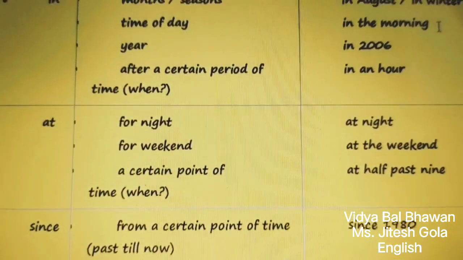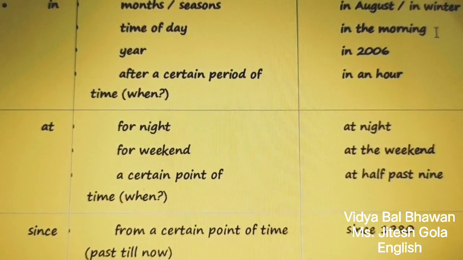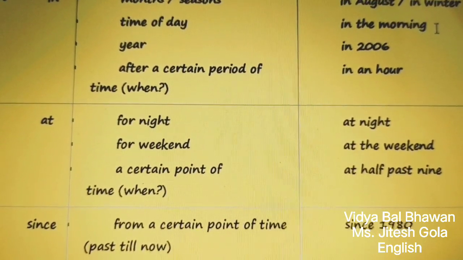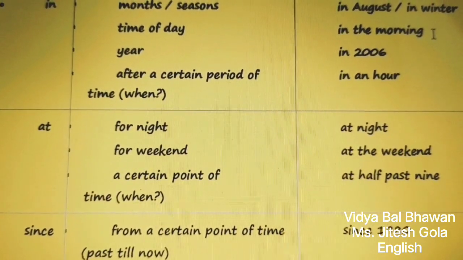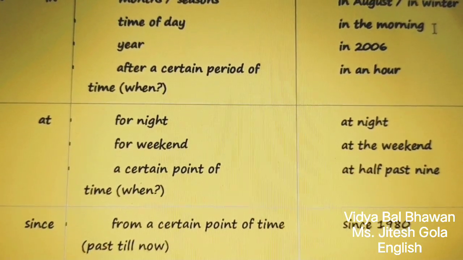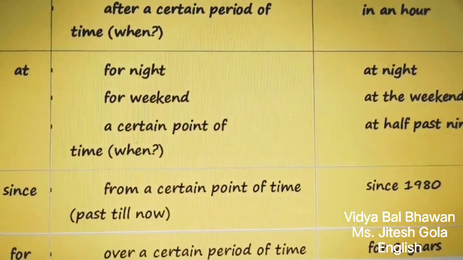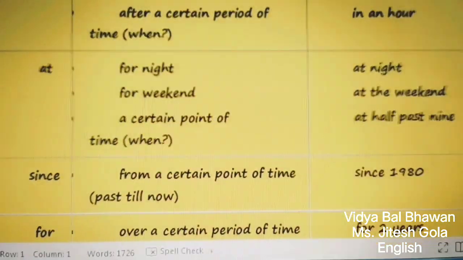And if we talk about a period of time, we will use in from the previous column. You can see we have used in the previous one, where it is written, I will be there in an hour. So that is for a certain period of time, and when you are talking about a certain point of time, that will be at. Next one is since.